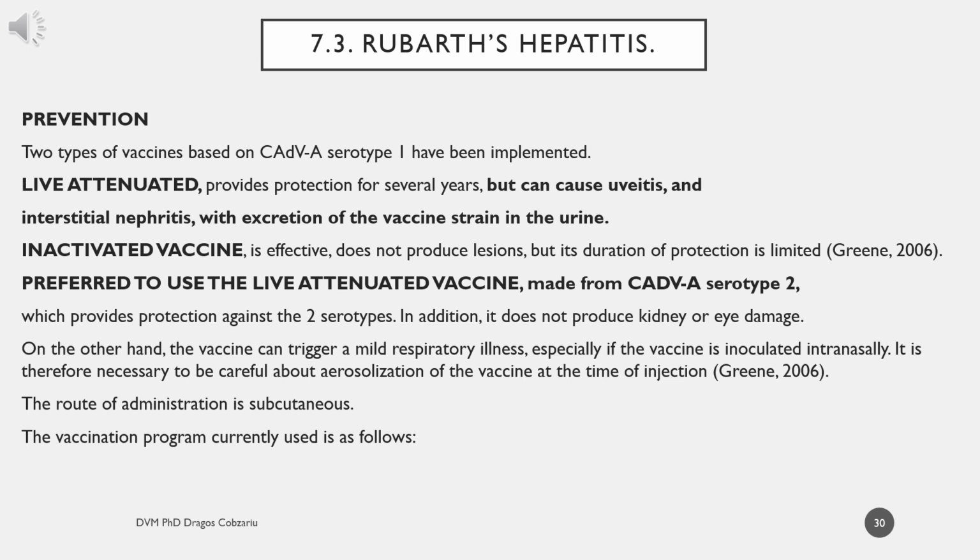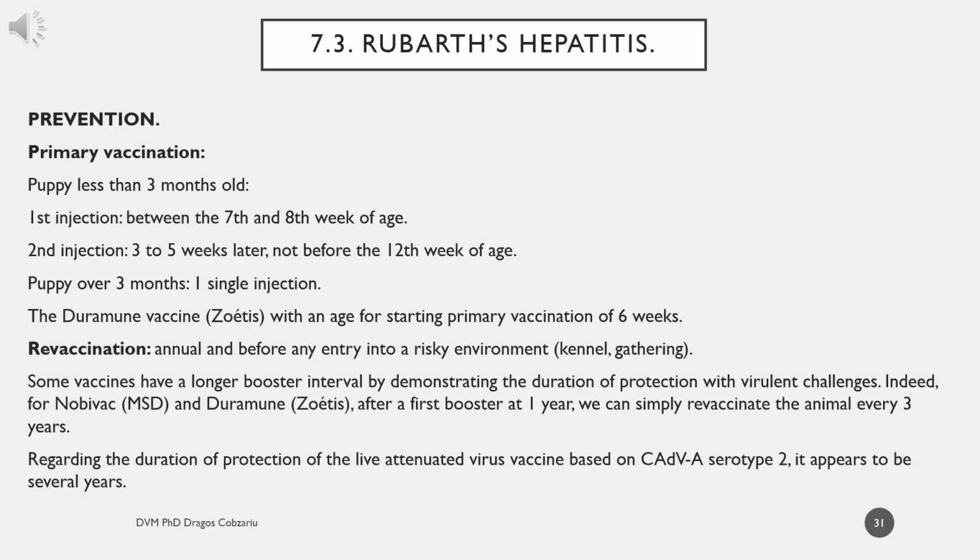The route of administration is subcutaneous. The vaccination program currently used is as follows: prevention. Primary vaccination. Puppy less than 3 months old. First injection, between the 7th and 8th week of age. Second injection, 3 to 5 weeks later, not before the 12th week of age. Puppy over 3 months, 1 single injection.